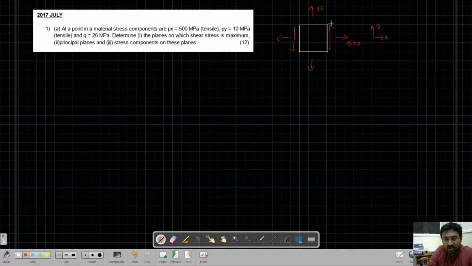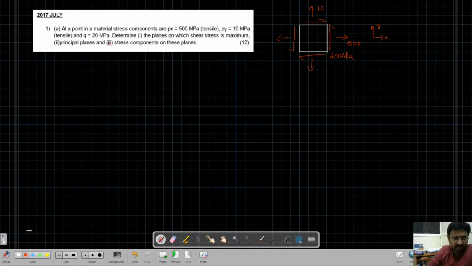Once I draw a shear stress on this side, I have to automatically draw a shear stress on this side for vertical equilibrium. Otherwise it will have a rotation instability. It will try to rotate in the anti-clockwise direction. To prevent that, we need the complementary shear stresses. The value of all the shear stresses is nothing but 20 MPa. Right. Now, the question they asked is first the planes in which shear stress is maximum, and principal planes.